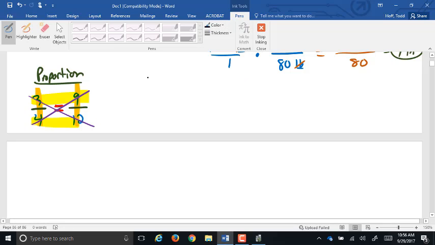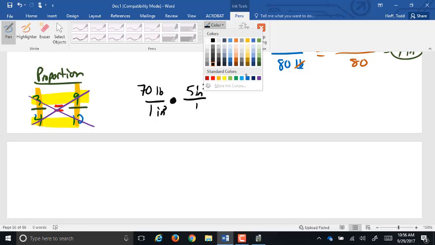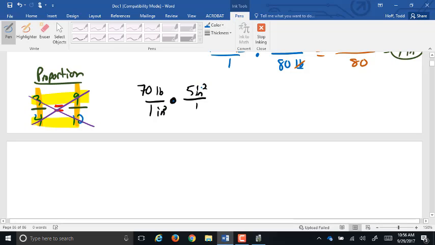Dimensional analysis, we are multiplying fractions. It's one fraction times the next fraction. So we have 70 pounds over 1 square inch times 5 square inches. Because we're multiplying, the units don't have to line up. In fact, we want them to cancel out, so we want them to be diagonal so that we can cross cancel the units.